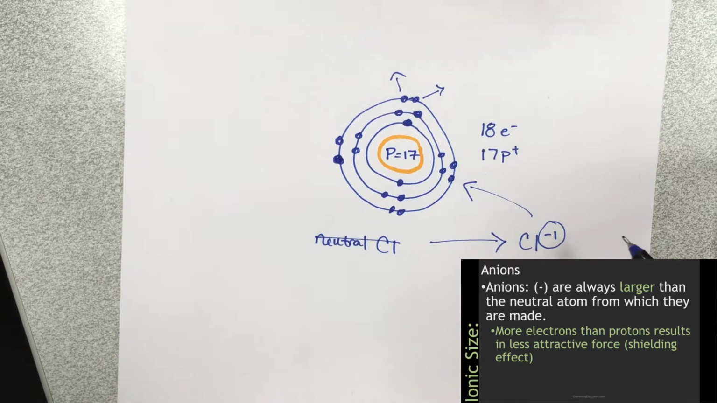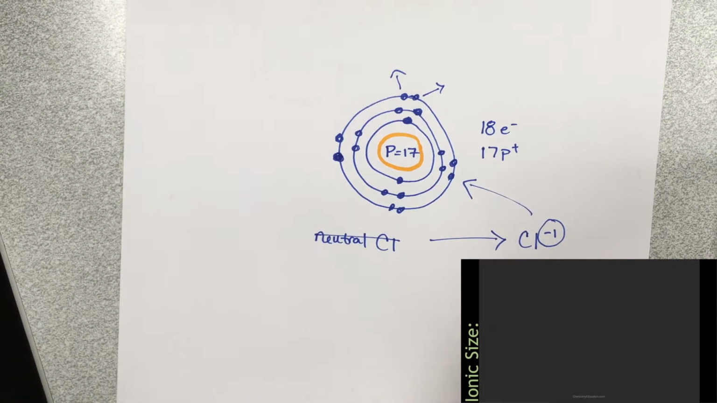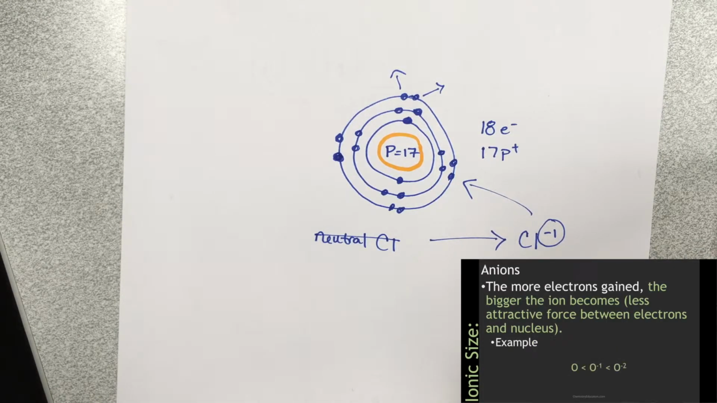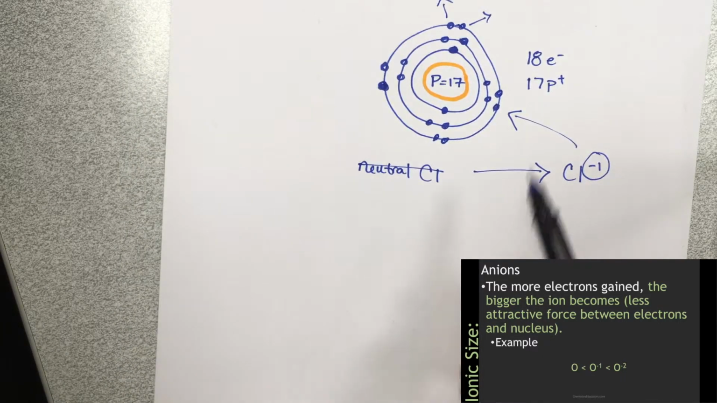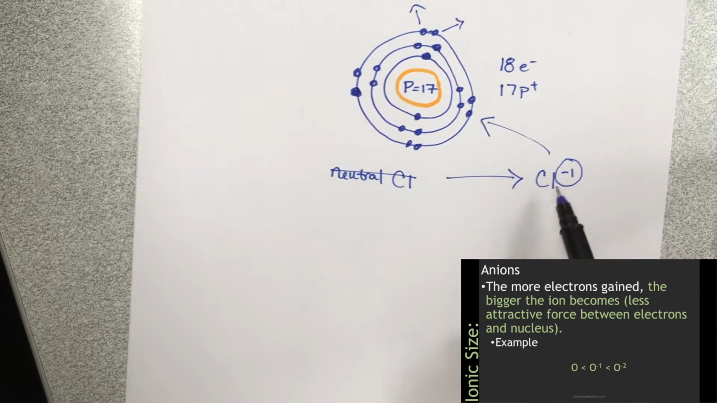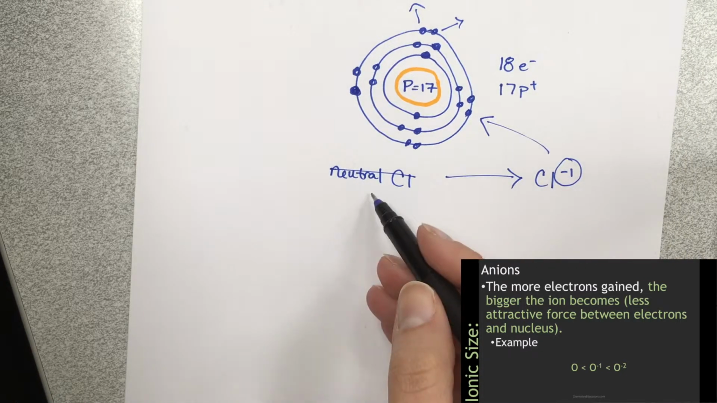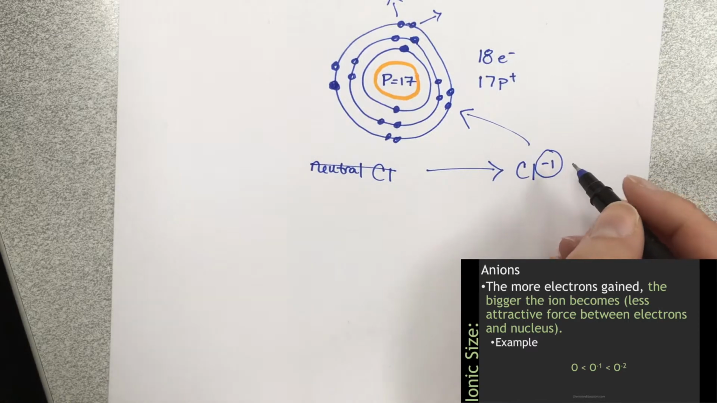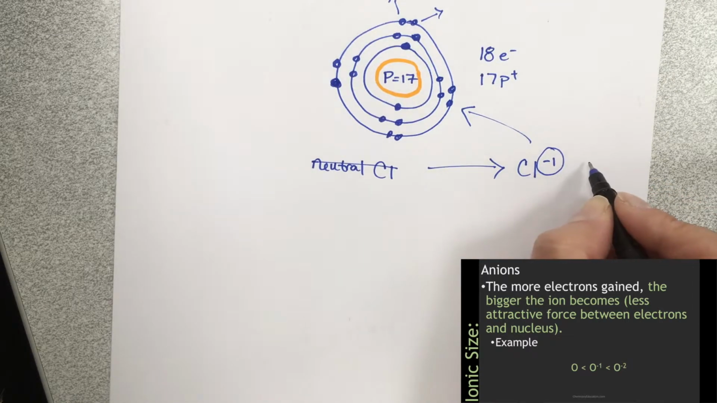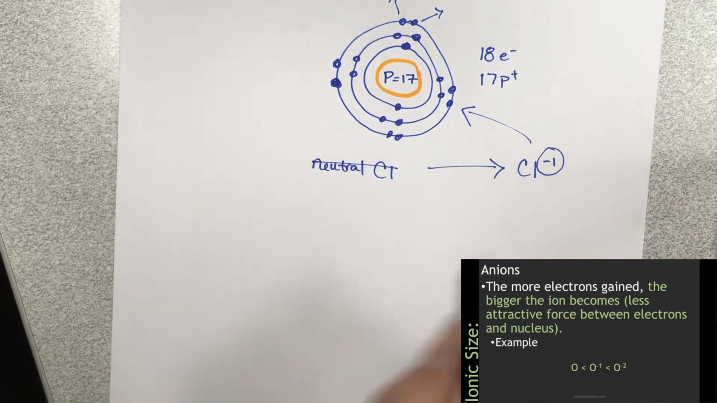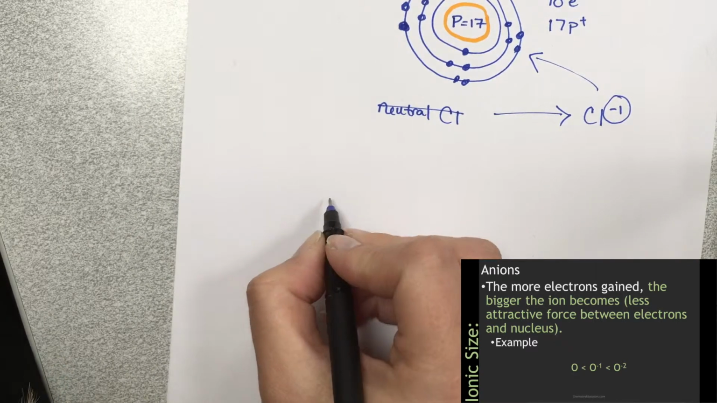So it's going to be slightly bigger. So the trend for anions is that the more electrons that are gained, the bigger the ion becomes. So chlorine with a -1 charge is going to be bigger than neutral chlorine. And chlorine doesn't really go past a -1 charge, but for fun, well, okay, I don't even want to use chlorine because it just doesn't do that.